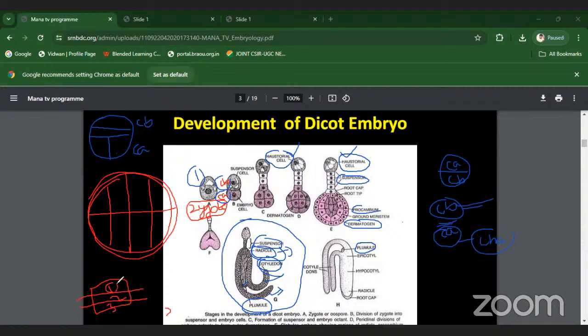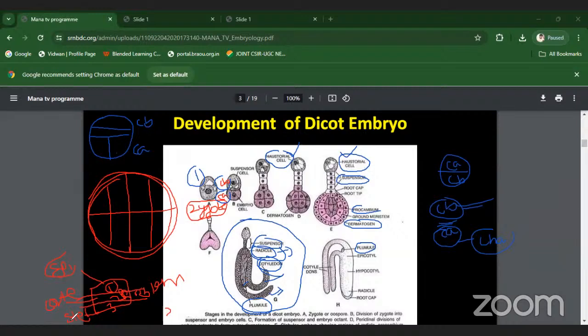So the upper tier forms the epidermis of shoot and root. The middle forms the cortex of shoot and root, and the inner forms the stele. This is the epidermal region. The cortex formation region is the periblem. In the embryo it is called periblem. This periblem later forms the cortex.